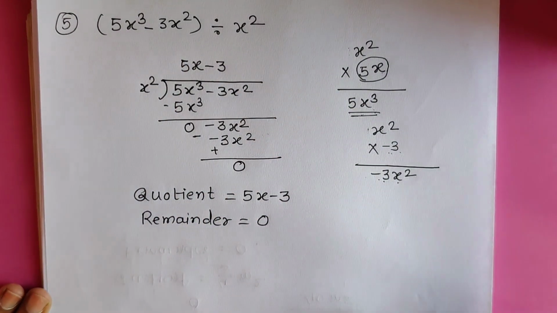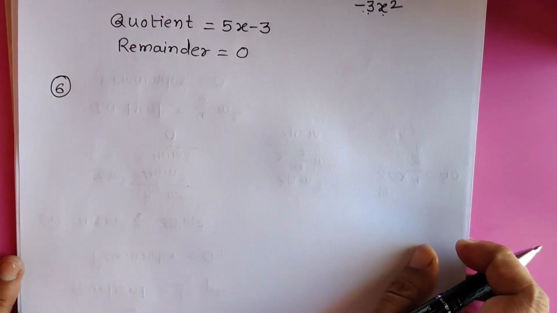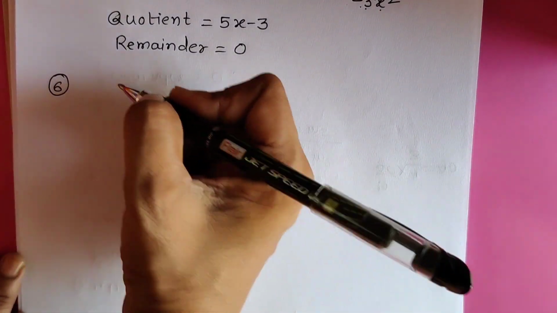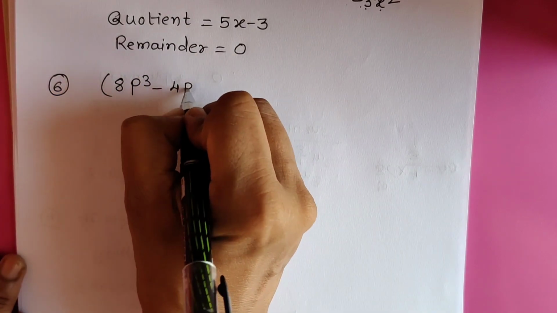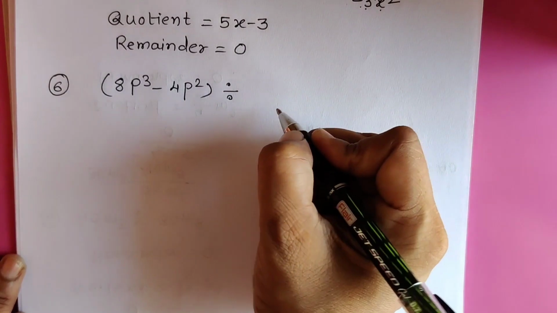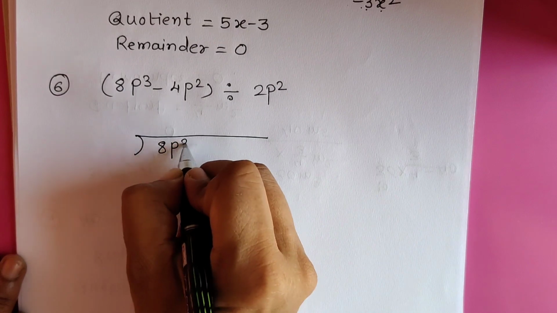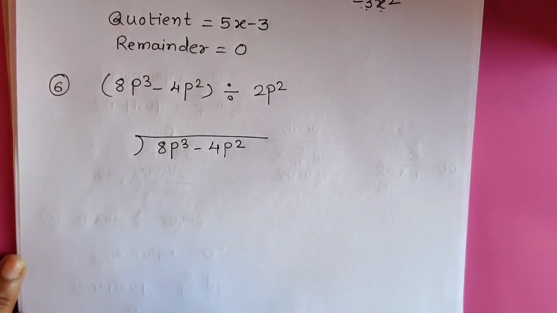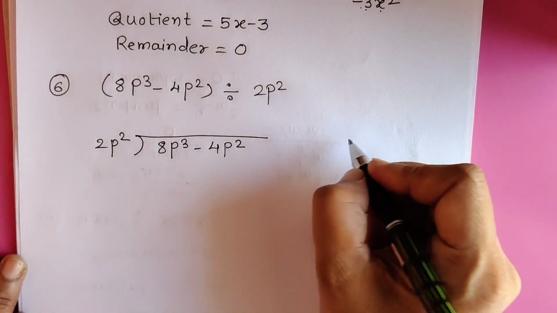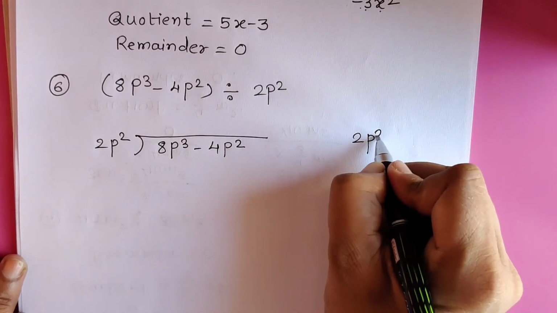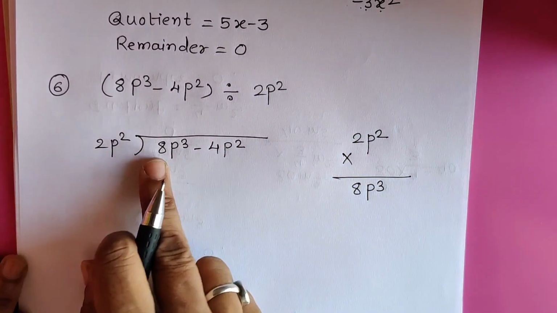Now let us see the sixth sum. Sixth sum is 8p cube minus 4p square divided by 2p square. So this 8p cube minus 4p square we write in the dividend. 2p square is our divisor. Now 2 terms are there, so we have to check the terms one by one. We write the divisor first. 2p square multiply by what? Answer should be 8p cube. Our first term is 8p cube.